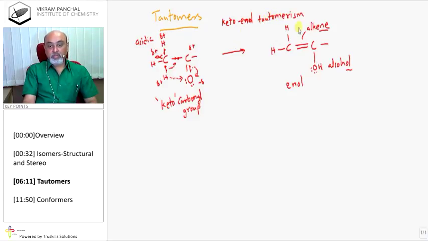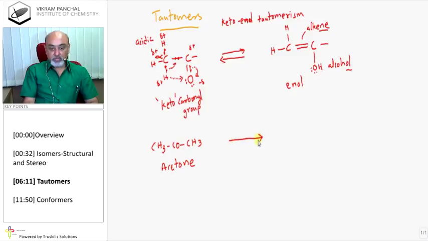So this keto-enol tautomerism produces different types of functional groups without changing molecular formula. But they have different structural formula, therefore they are one of the structural isomers. And they are interconvertible. Enol can be converted to keto, keto can be converted to enol. For example, CH3COCH3 is known as acetone.